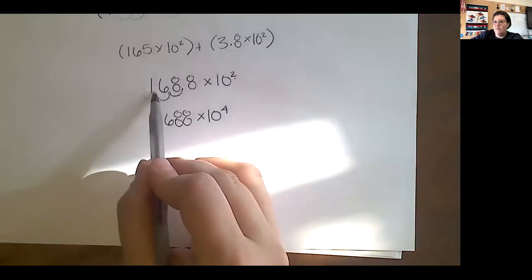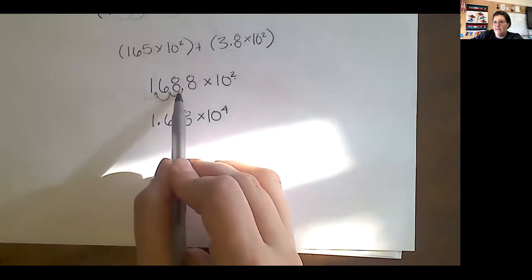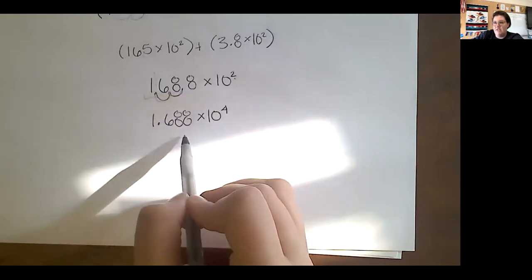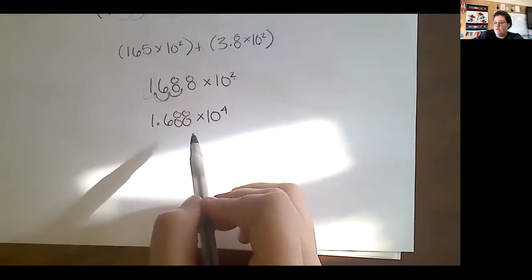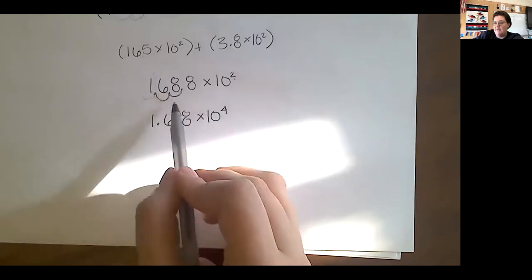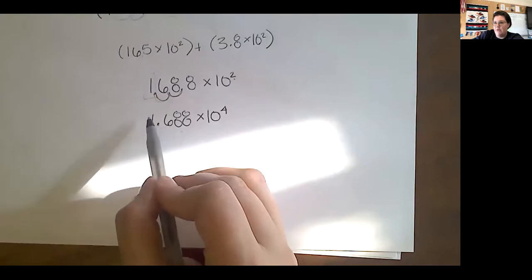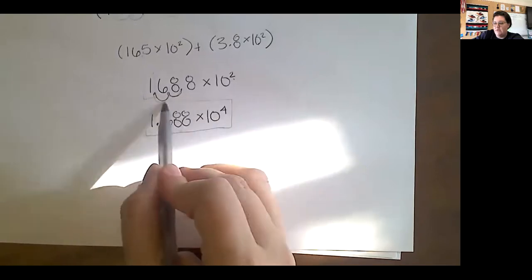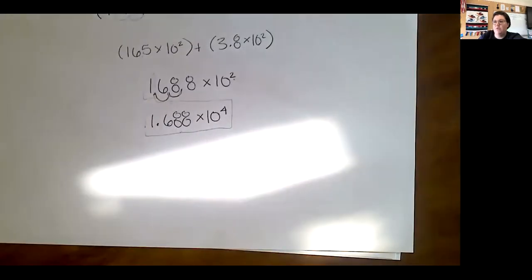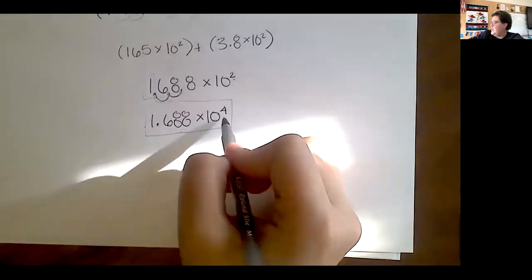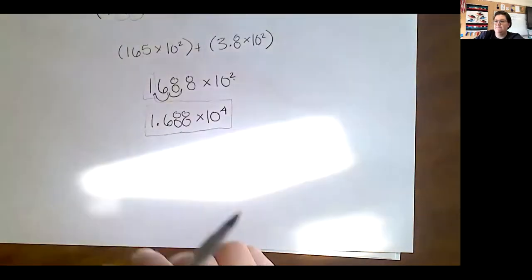Anytime you get an answer that has more than one number in front of the decimal, you have to fix it in your solution. You'll get the answer wrong if you type it in this way. You have to make sure you do the final step to put it in correct scientific notation by moving the decimal to just behind the first number. And then anytime you move a decimal like that, you need to make sure you update your exponent.